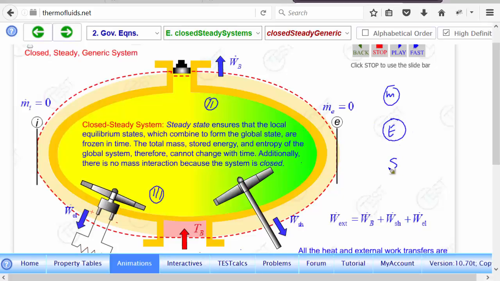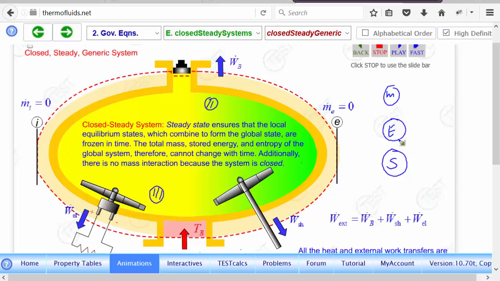Same with total entropy. But one thing for sure, once you calculate the mass, energy, and entropy of the system, as time passes, things will not change because the picture hasn't changed. Every pixel has the same color as time passes by. So that's the beauty of a steady system, that none of the total properties change over time.